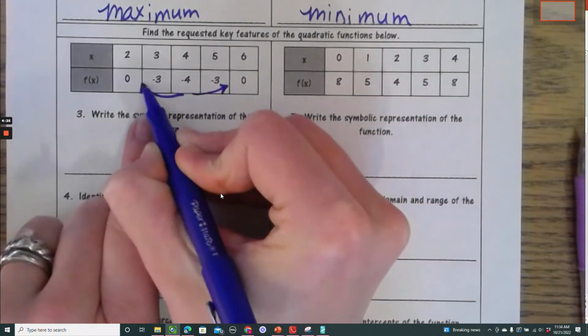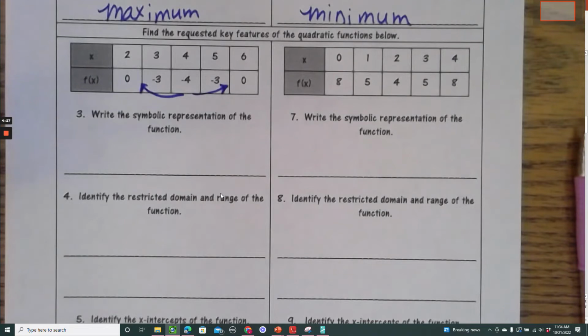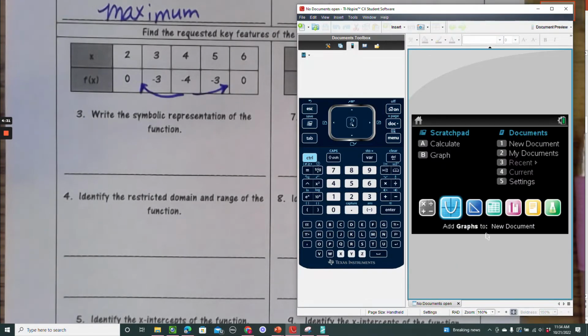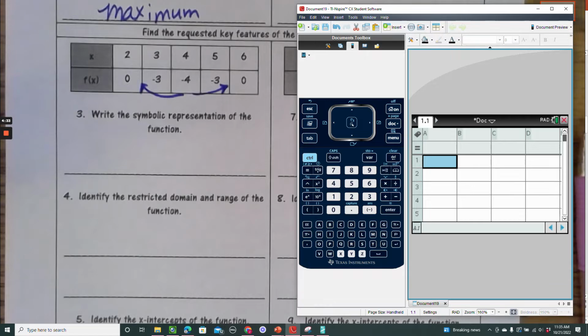Now, you can actually take a table of data and turn it into a graph using your calculator, okay? If you go to the list in the spreadsheets, and this is how we did linear regression, but you can use the same idea and type your table in.